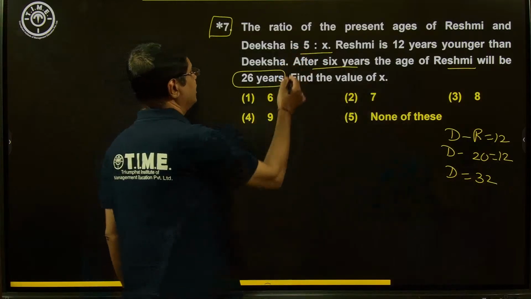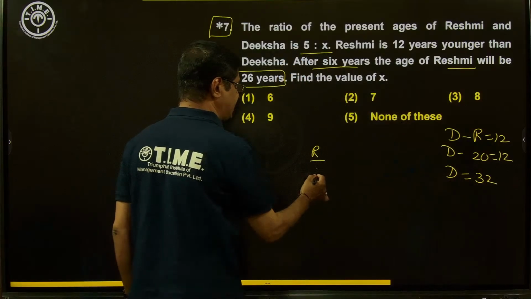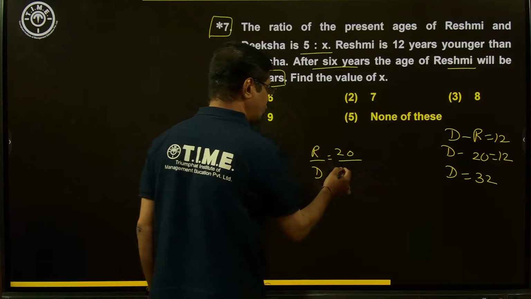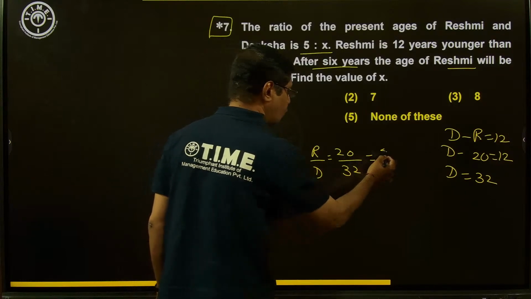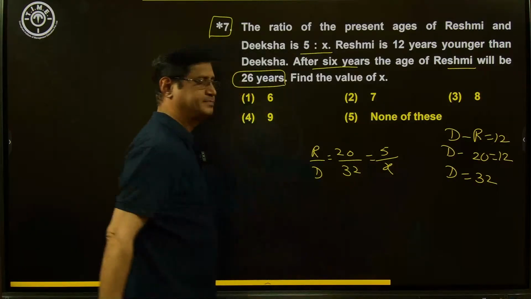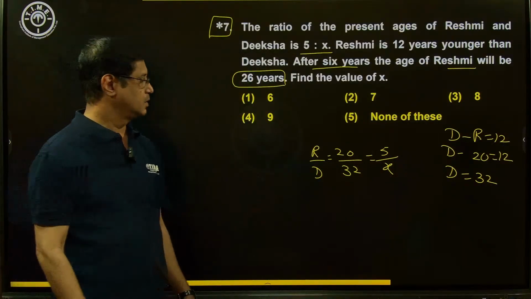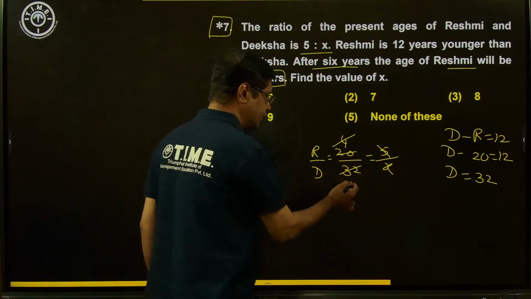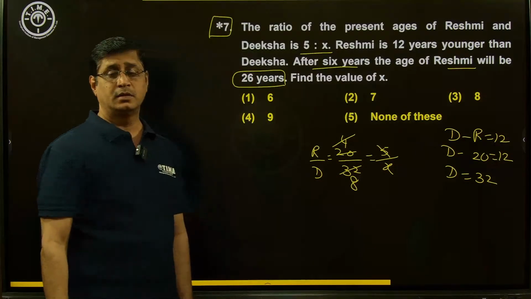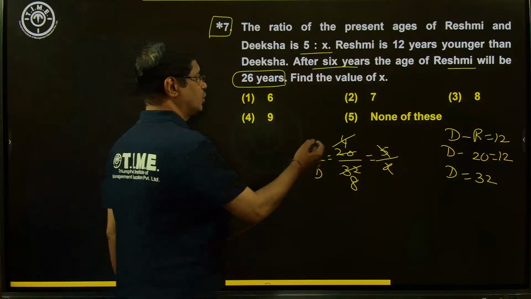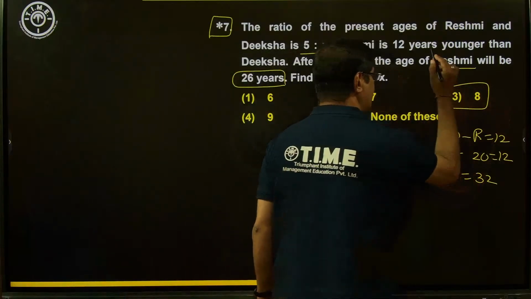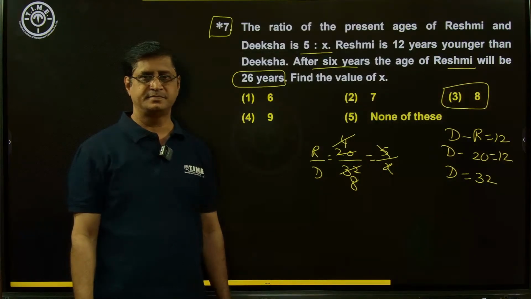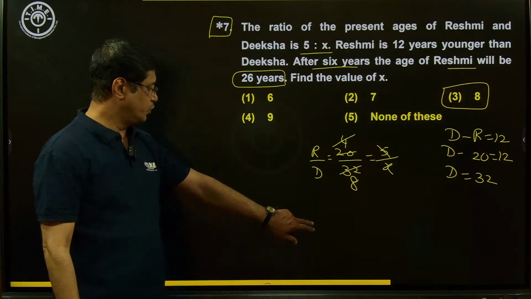Dear students, if we observe, Reshmi is 20, Diksha is equal to 32, ratio 5:x. Simplify. Now the cancellation: 5, here it goes exactly 4 times, 4 in 32, 8 times. Then what is the value of x? X is equal to 8. Right choice, option 3. Third choice is the correct answer. Okay. Now, moving to the next example.